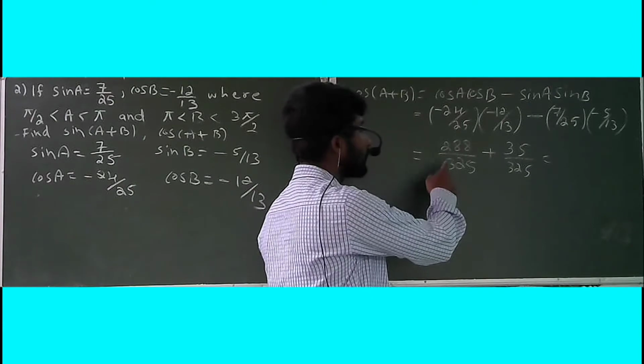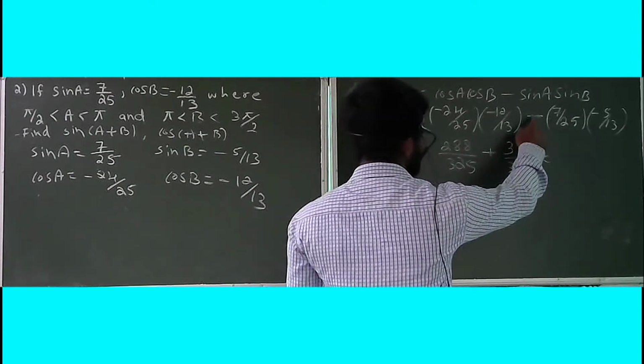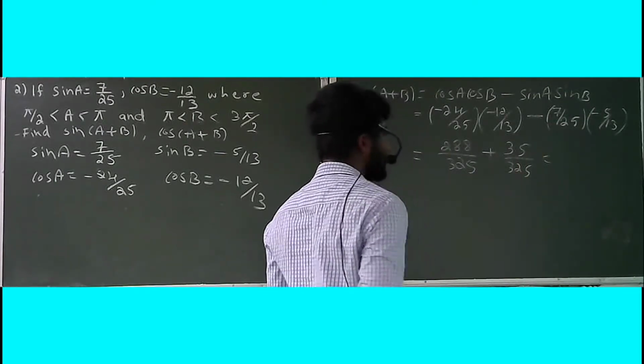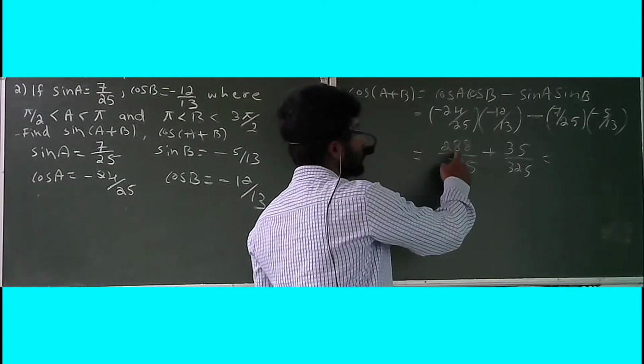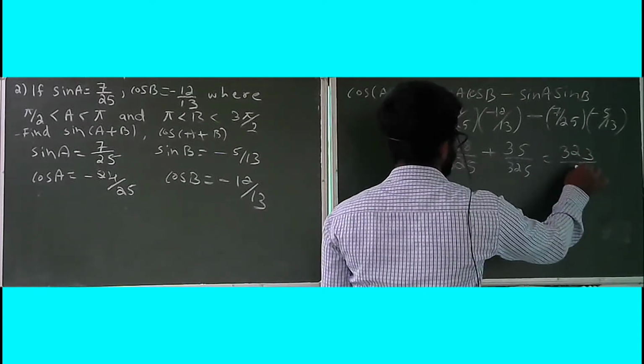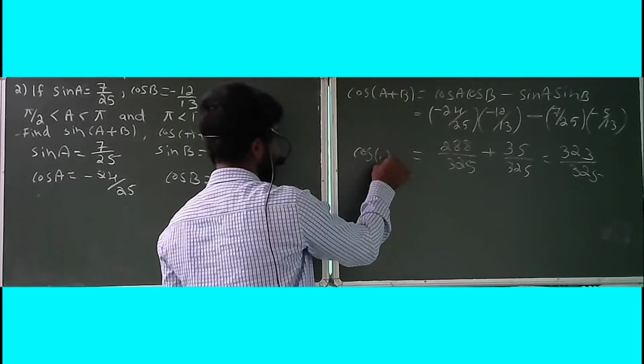By simplifying, you will get 288 divided by 325 plus, because minus into minus is plus, 7 5s are 35 by 325. Add these two, you will get 323 divided by 325. This is the answer for cos of A plus B.